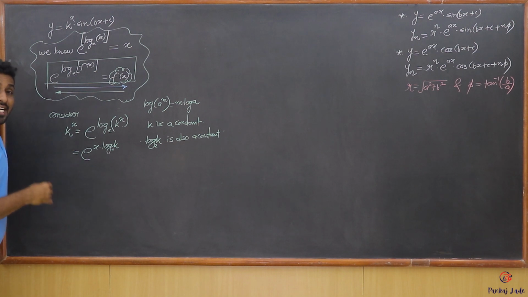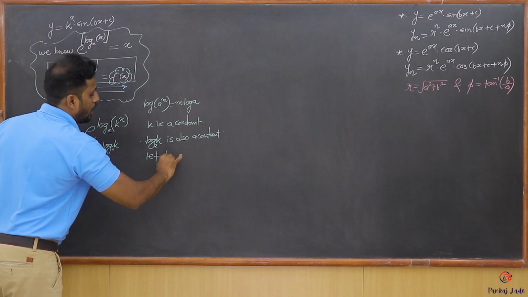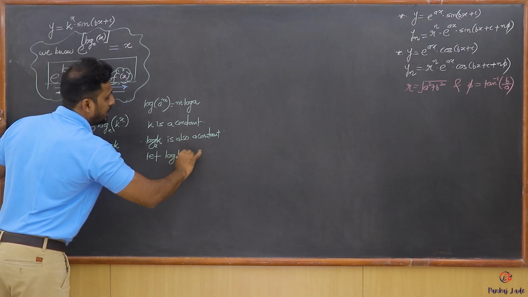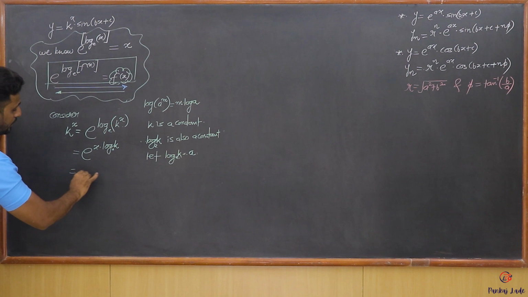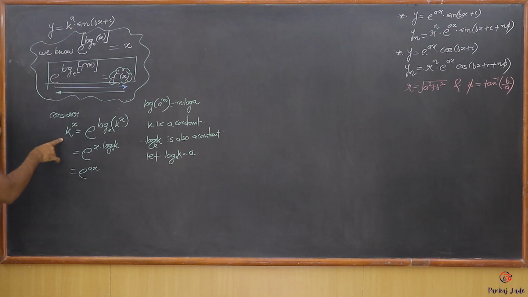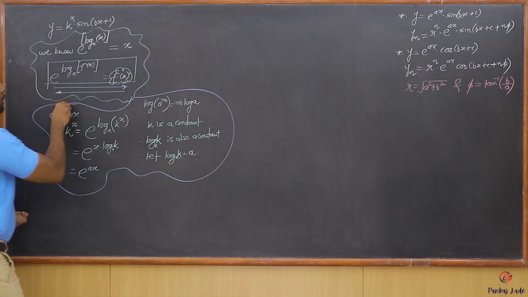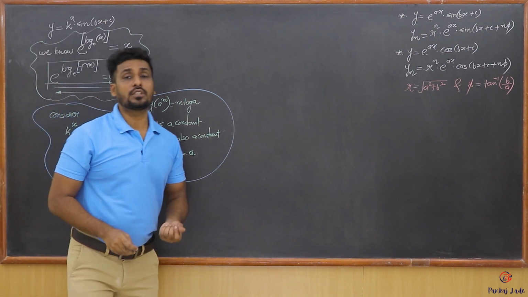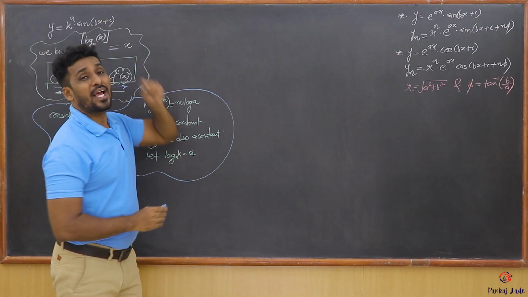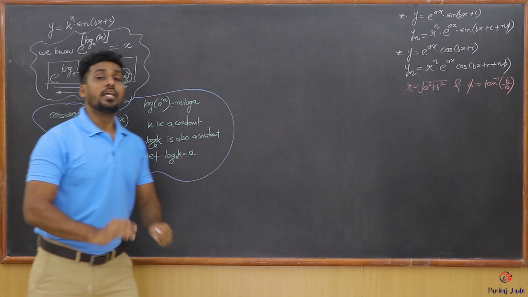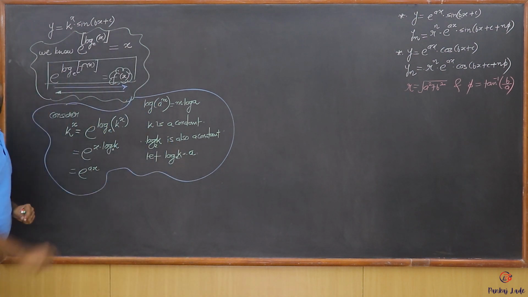So if log of k is a constant, can I call it a constant a? Let us say log of k to the base e is taken as a. So this becomes e raised to ax. So k raised to x has transformed into e raised to ax. This is the exact same thing you will be writing for the other function if you start with y equal to k raised to x into cos bx plus c. Nothing is going to change. All these lines will be exactly copied for the other derivation also.